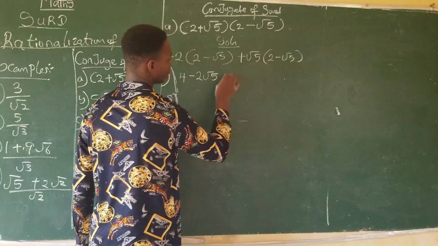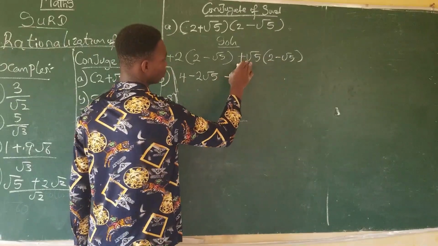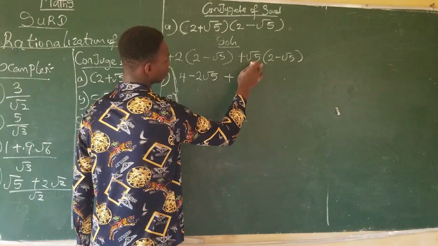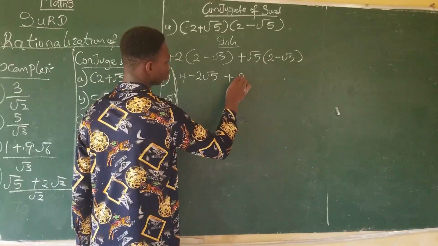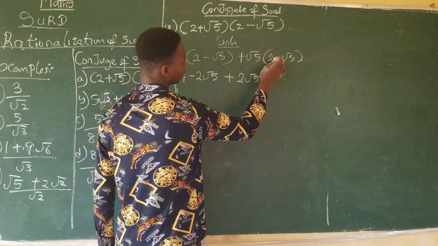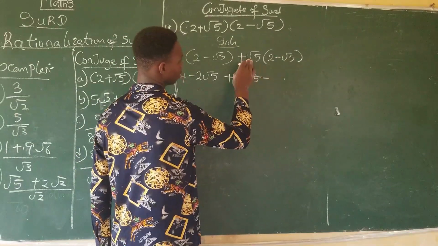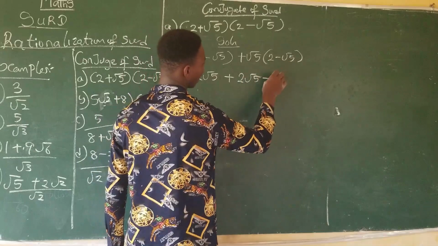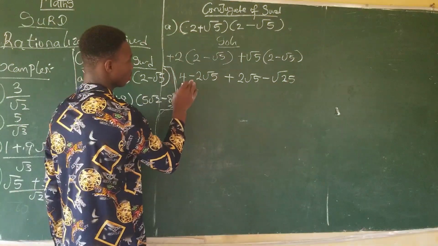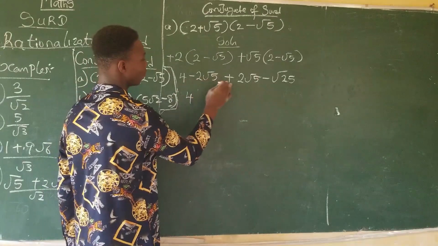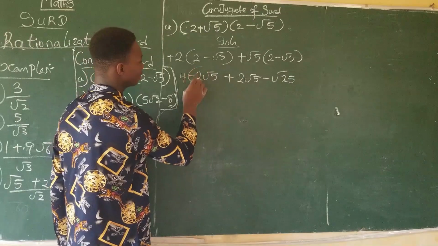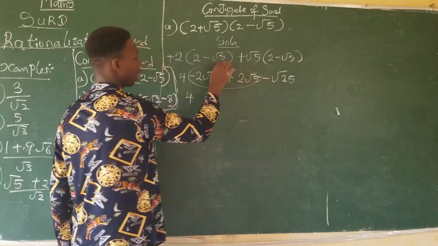Plus times plus gives us plus, 5 times plus gives us plus, root 5 times 2 gives us 2 root 5. Plus times minus gives us minus, root 5 times root 5 gives us root 25. We have here 4. Minus 2 root 5 plus 2 root 5 is the same thing as 0.